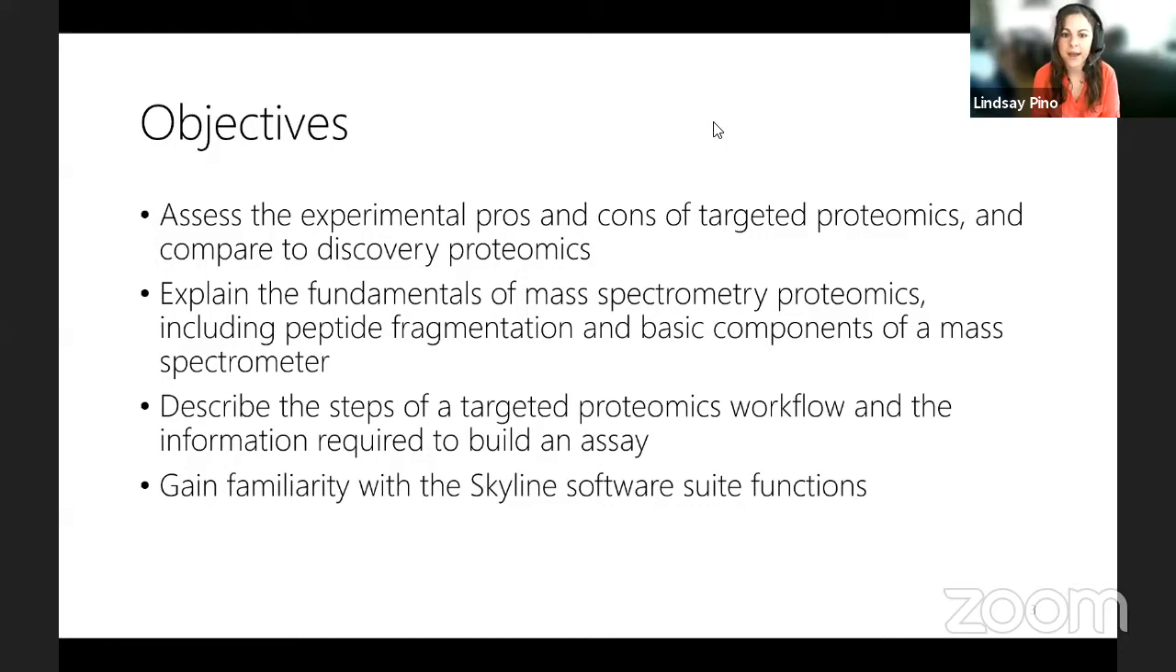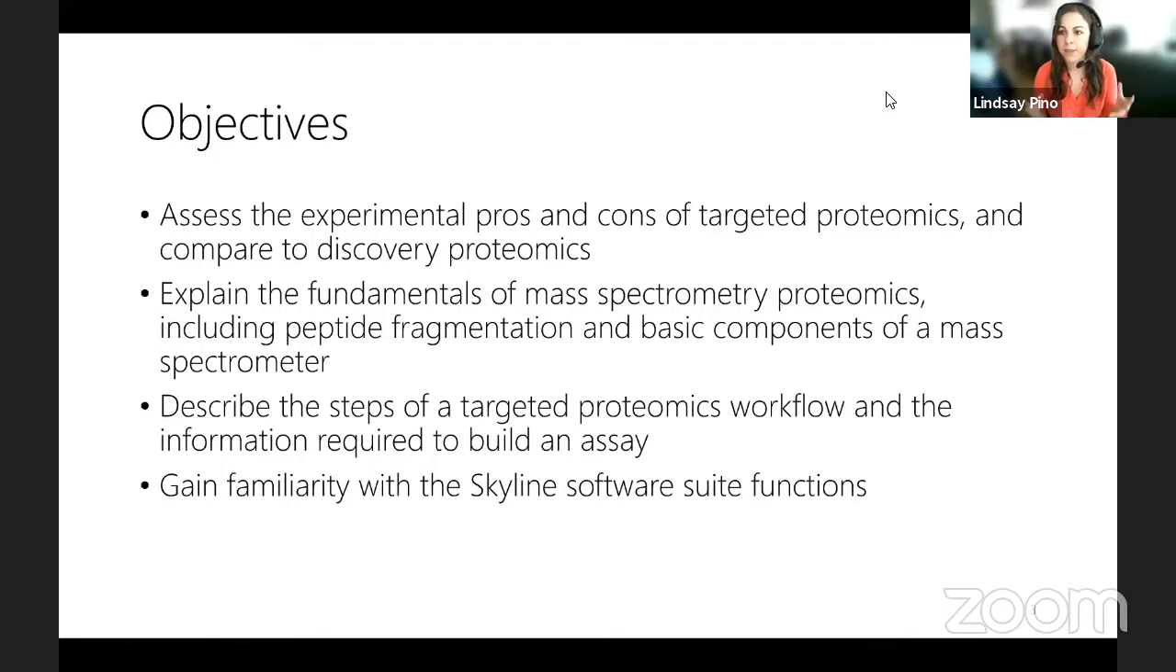For the next thing, for our more biomedical researcher colleagues that might be joining to learn more about mass spectrometry and proteomics and how it might help your research, I'm going to explain a little bit the fundamentals of mass spectrometry proteomics, including things like peptide fragmentation and just the real basic components of a mass spectrometer. We're going to walk through the different steps of a targeted proteomics workflow and the information required to build especially a parallel reaction monitoring PRM assay.